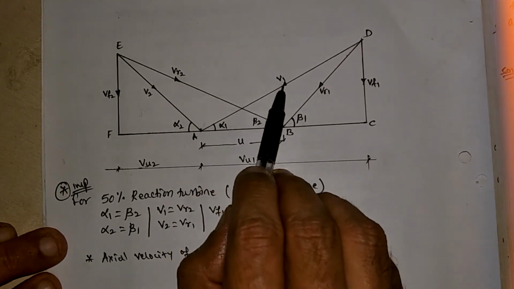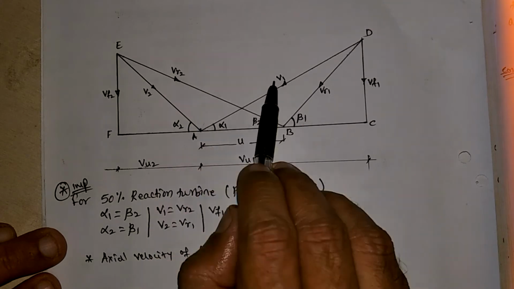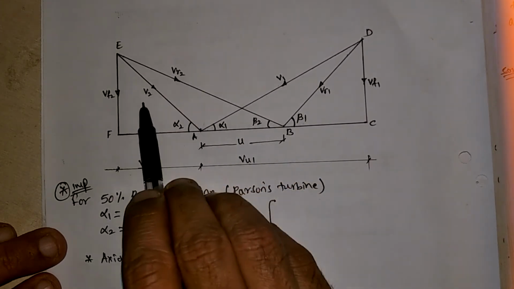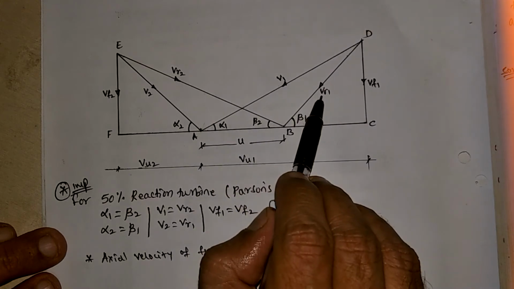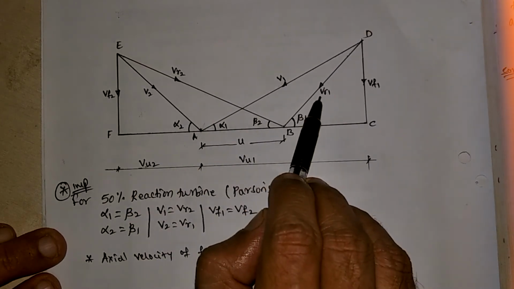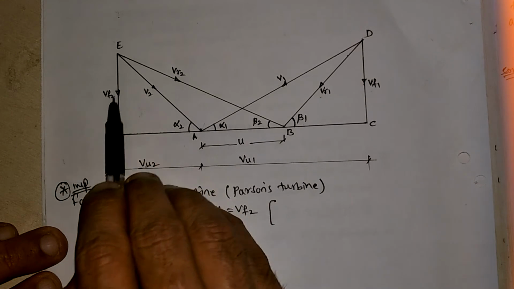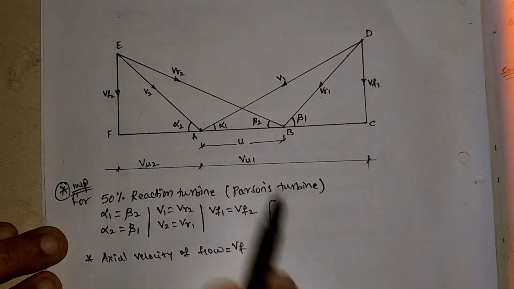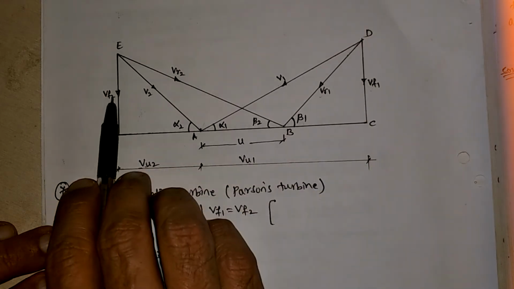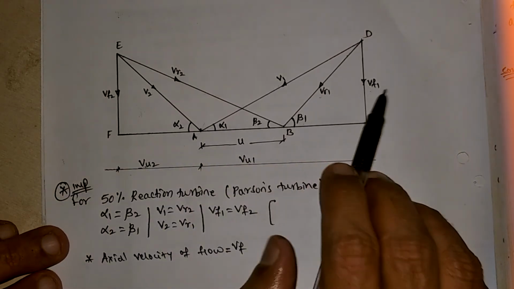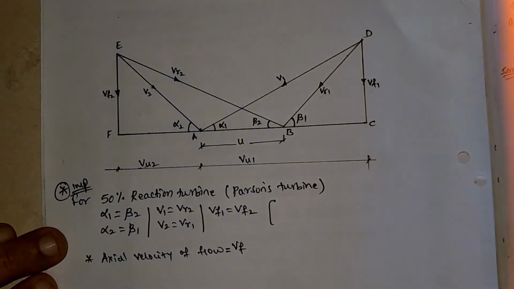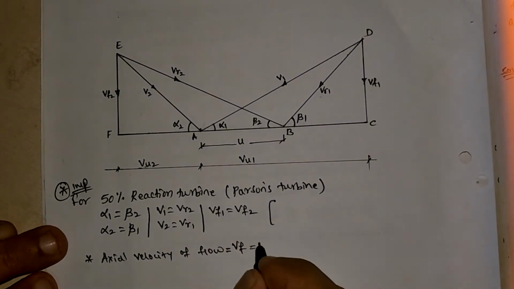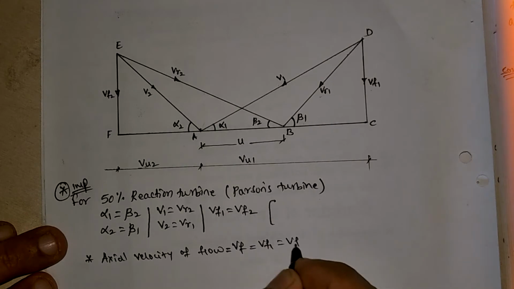Then V1 is equal to VR2. So the length of V1 and VR2 will remain the same. Similarly, the length of V2 and VR1 will remain the same. And Vf1 is equal to Vf2. This condition is also satisfied. So we call this Vf, the axial velocity of flow. As you can see here, the axial velocity of the flow is Vf. So this is equal to Vf1 is equal to Vf2.